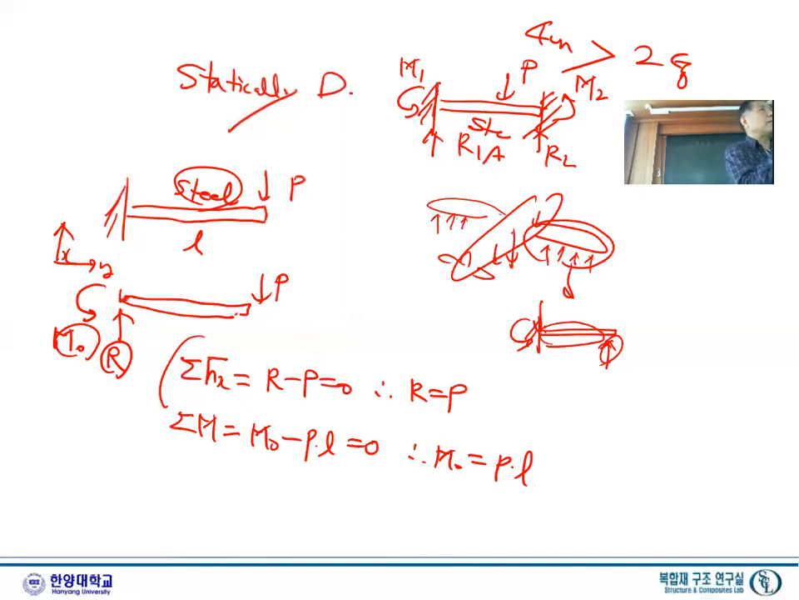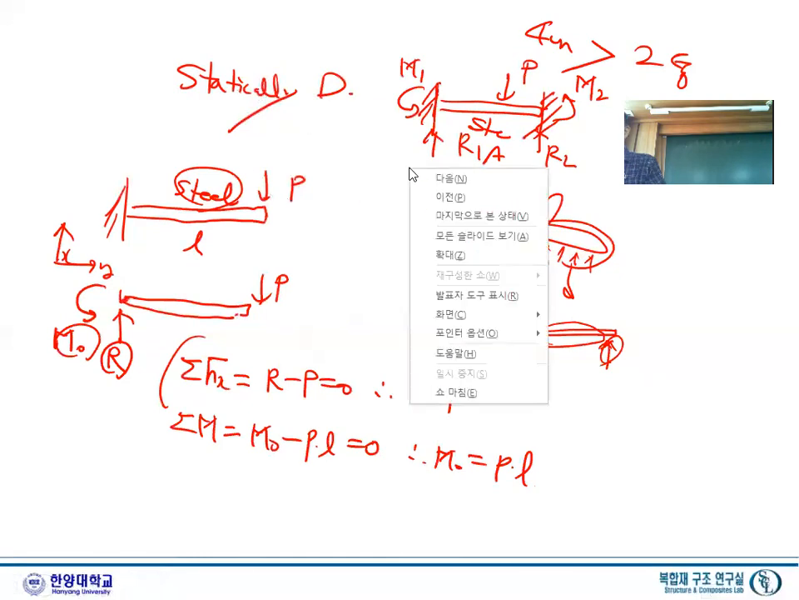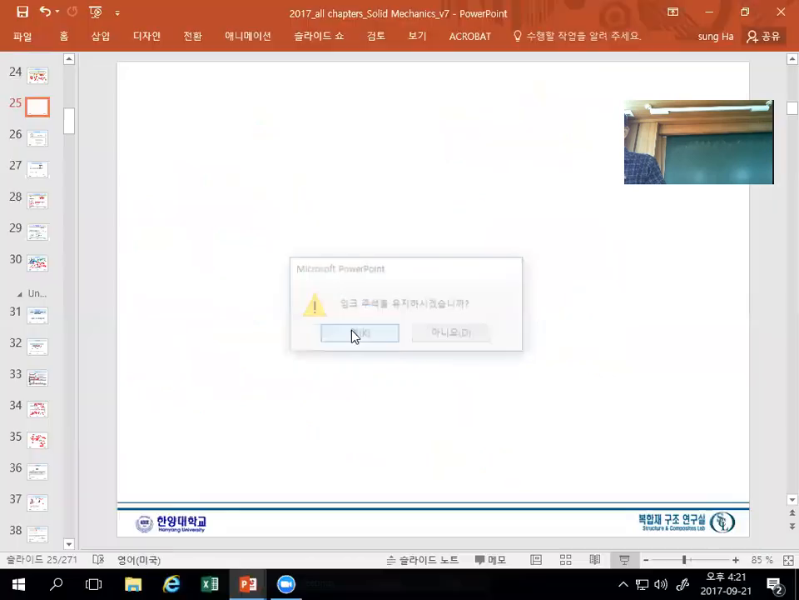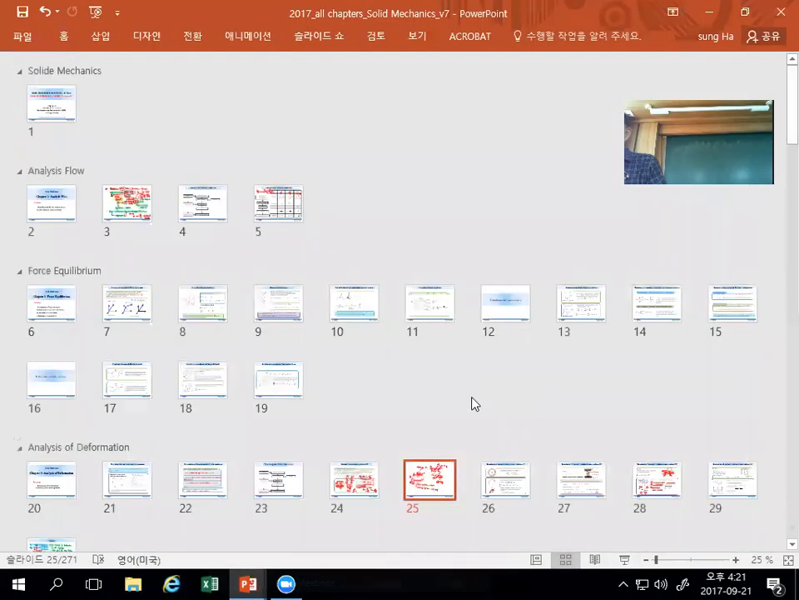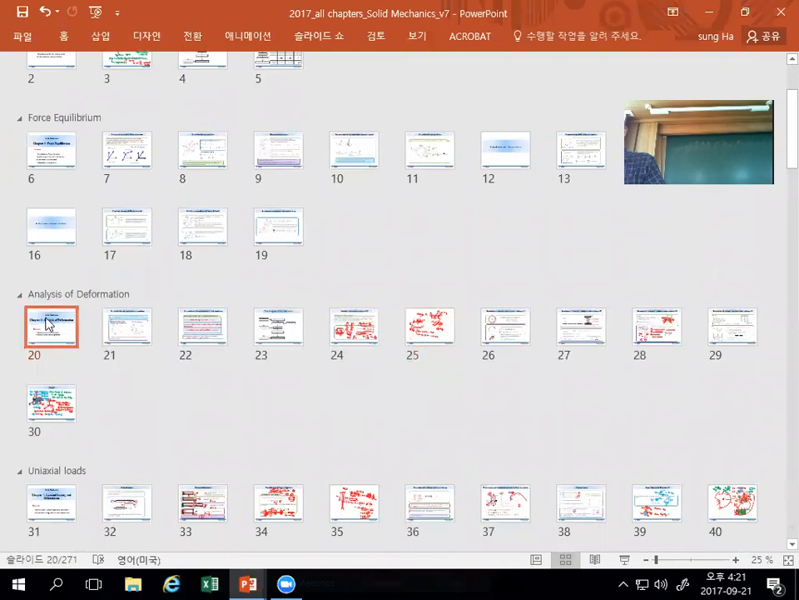The difference between statically determinate and indeterminate: mathematically, equilibrium is the equation, and it doesn't have any material property. So statically determinate is determined only by the external force. Anyhow, this is statically determinate and indeterminate, not because of the dimensions, but because of the number of unknowns versus equations. That would make a big difference. Okay. Now, next one.